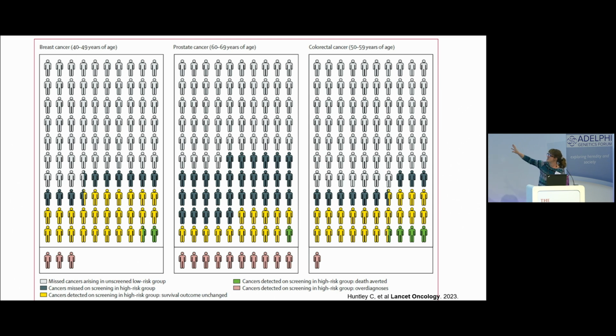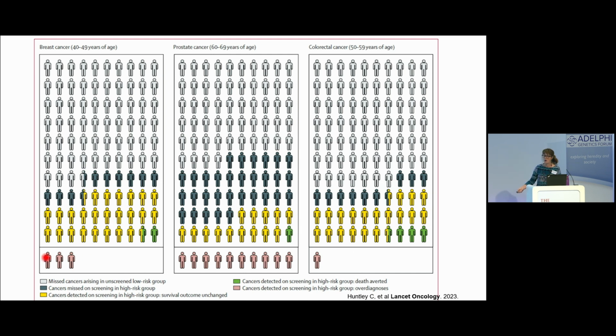So we presented this in terms of 100 women who present with breast cancer aged 40 to 49, and currently there's no screening. If we introduce this top quintile PRS, the ones in grey would have been told they're low risk, so they wouldn't be having any screening. The ones in dark grey would have had screening but be missed on mammography. The ones in yellow would survive or die unchanged. And then the ones in green, you would have changed outcome by screening. And that's with all the optimistic assumptions.